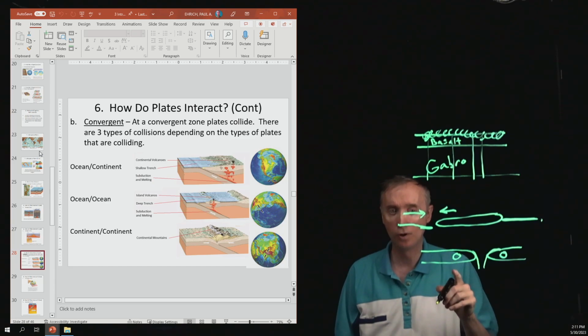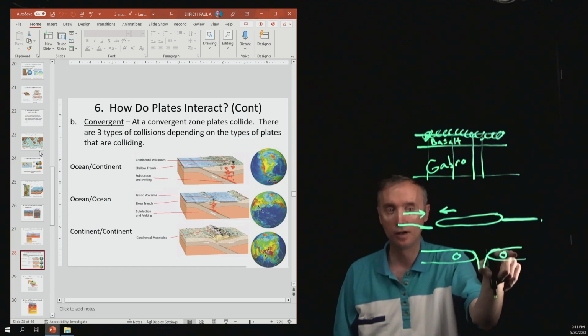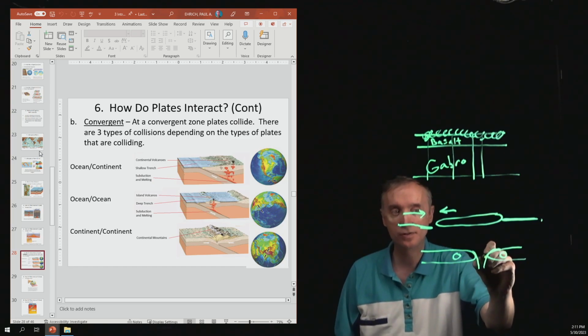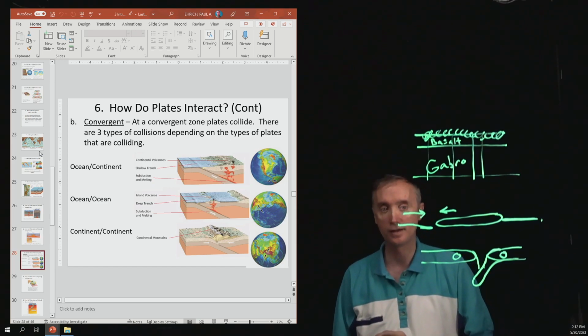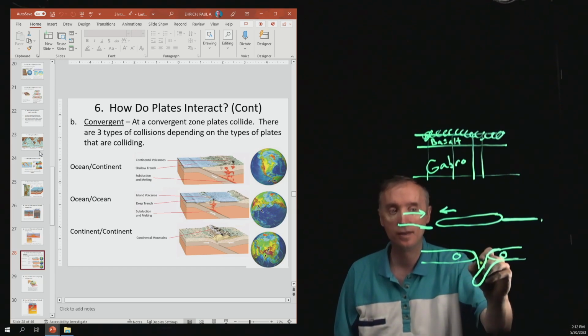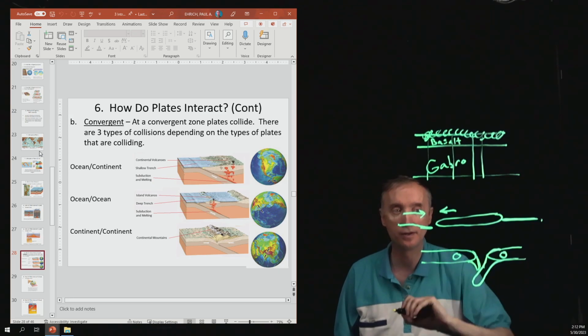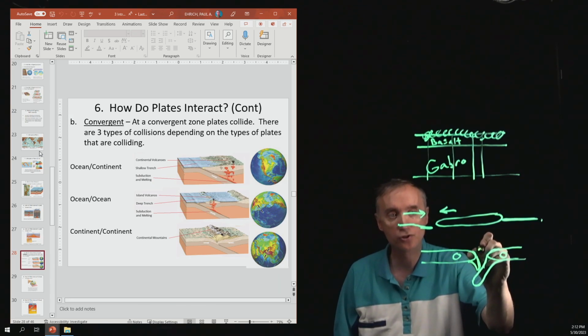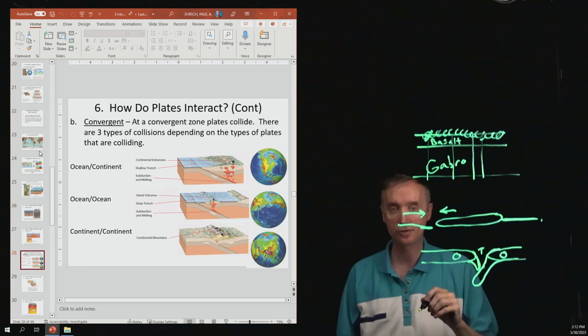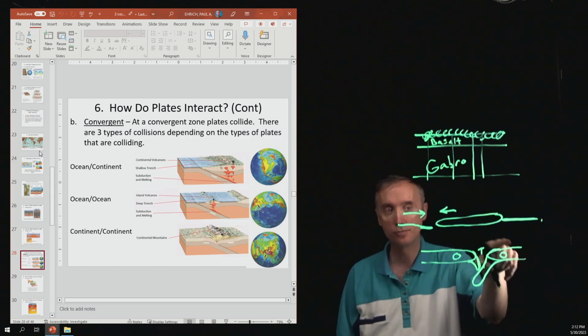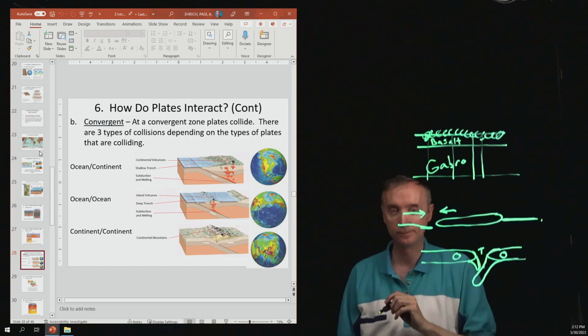So whichever one is the colder of the two plates, that's the one that is going to be more dense, and so it's going to go underneath it like that. Okay, then as it goes underneath it, so here's this plate, let's go ahead and put that in. Notice that you've got a trench. A trench is a major feature formed when an ocean plate collides with an ocean plate.